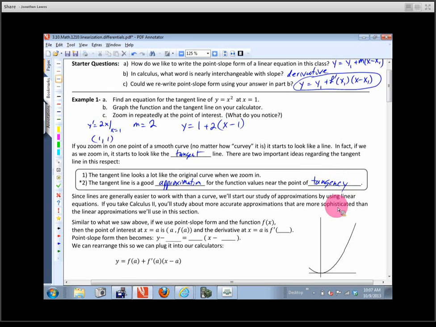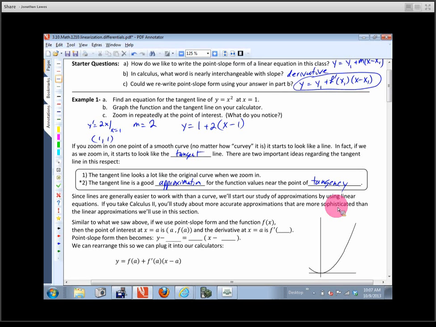One of the nice things about lines is they are extremely easy to work with. Regardless of what the slope is or what the y-intercept is, they have such basic operations. You're basically talking about multiplication and addition. Very, very easy to work with. And yet we can use a tangent line to give us pretty good approximations for some curve. If we've got the tangent line, we can come up with approximations.